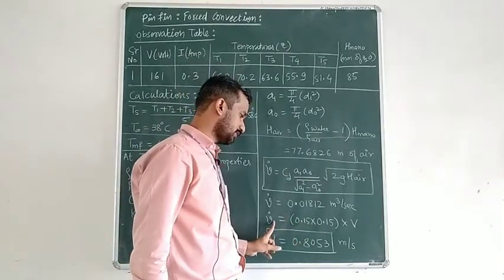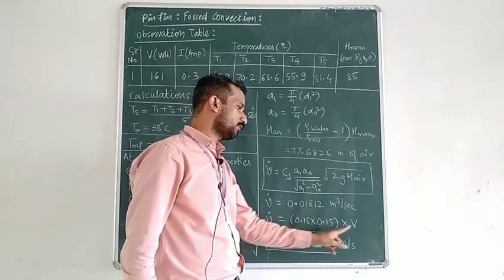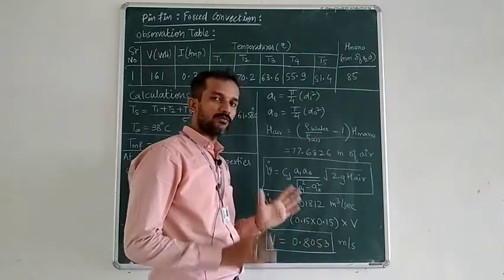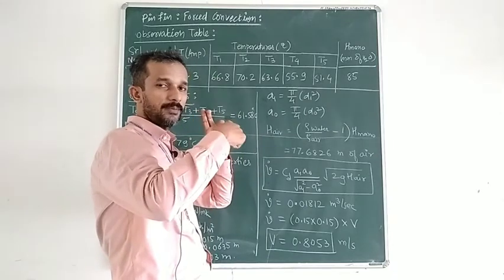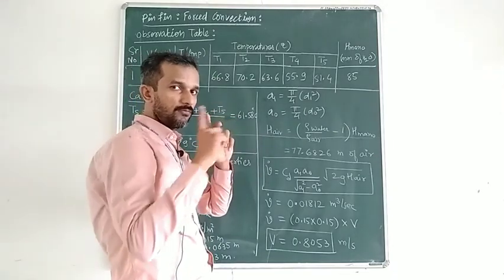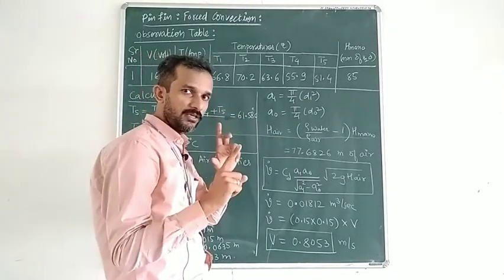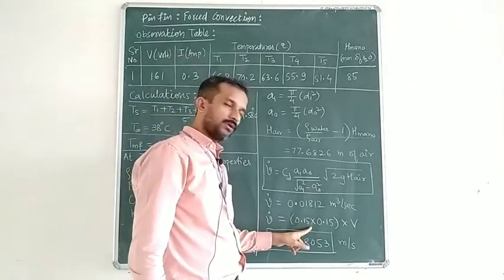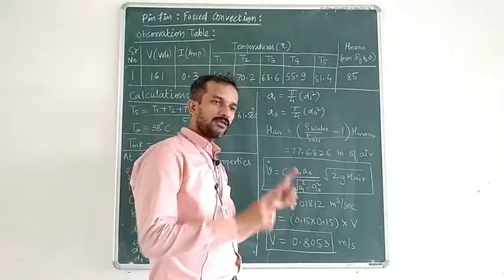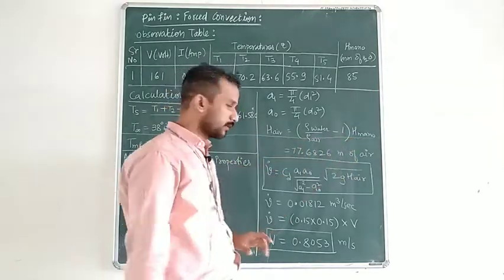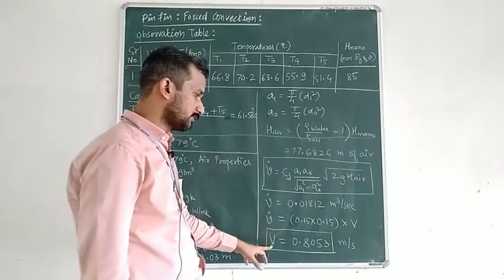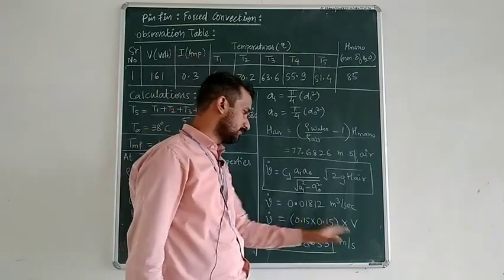Volume flow rate, discharge, equals area into velocity. Which area? Cross section area. Which cross section? It is the duct cross section, because the fin is kept in the square duct. We should not take the cross section of the fin here. Pi by 4 d square will not be the formula. Here the duct cross section has to be taken because we want to find out the velocity in that duct. So we have got the velocity as 0.8 meter per second.